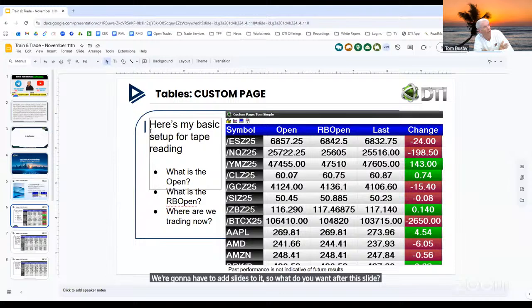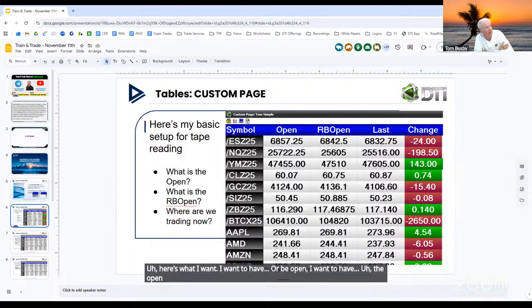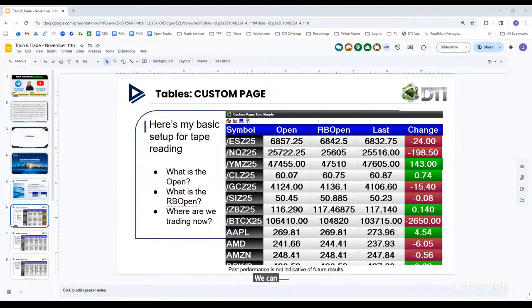So what do you want after this slide? Here's what I want. I want to have RB open. I want to have the open and the change. I want to have the high and low, and I want to have the mid. We can do that. Just give me a moment to get that done.